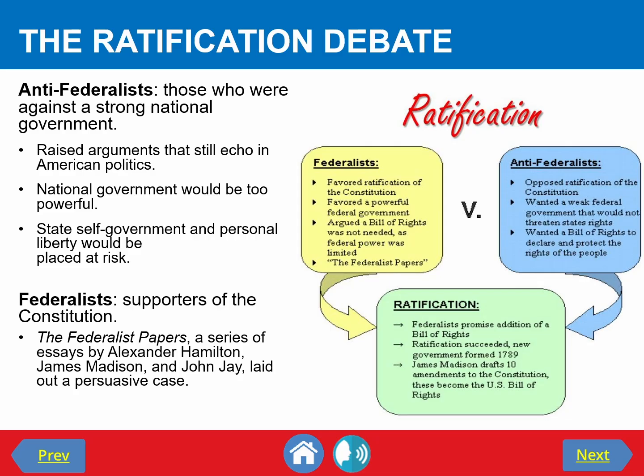those who were against a strong national government, raised arguments that still echo in American politics. They argued that a strong national government would be too powerful, and state self-governance and personal liberty would be placed at risk. Federalists, supporters of the Constitution, published their defense of the Constitution in a series of newspaper articles that would be known and published as the Federalist Papers. These essays, written by Alexander Hamilton, James Madison, and John Jay, laid out a persuasive case that would eventually lead to the formal adoption of the Constitution by all of the states, rather than the minimum of 9 originally called for in the Constitution itself.